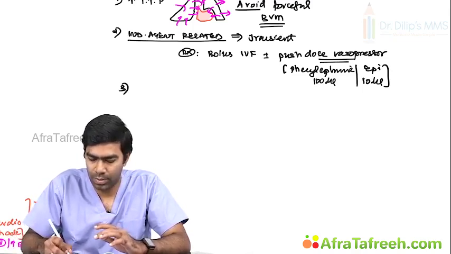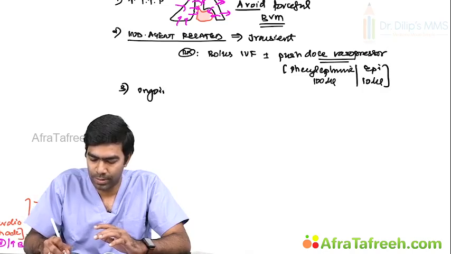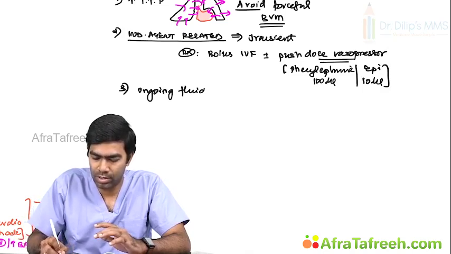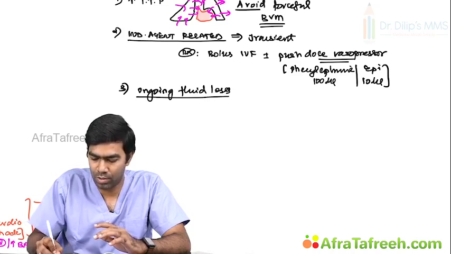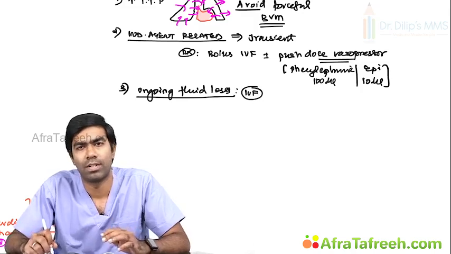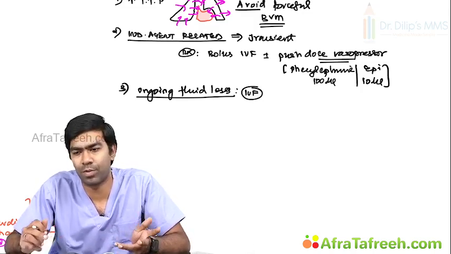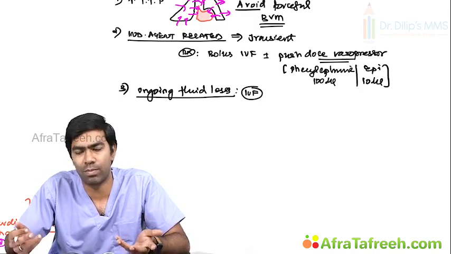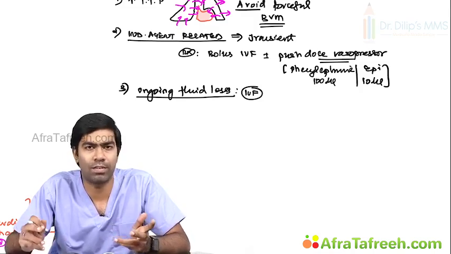Number three, it could be due to ongoing fluid loss. Ongoing fluid or blood loss is like hypovolemic shock only. So obviously you are going to manage with IV fluids like normal saline, which is more than enough. Colloids are unnecessary here. Usually for resuscitating hypovolemic shock, either use blood or use an IV fluid like normal saline.